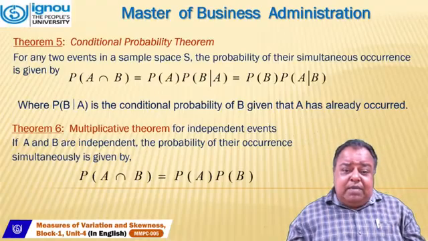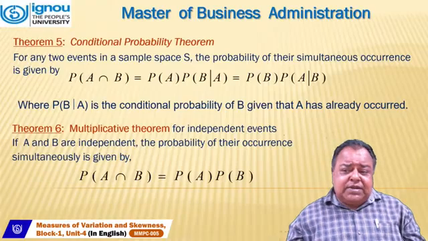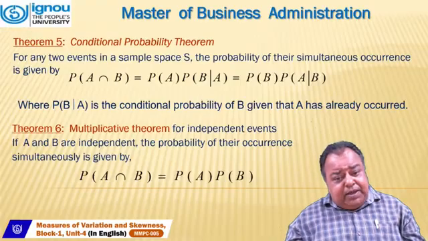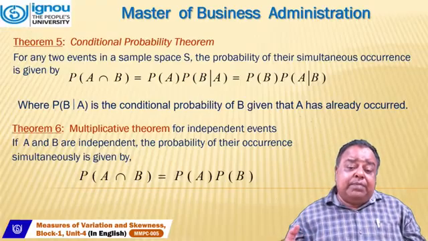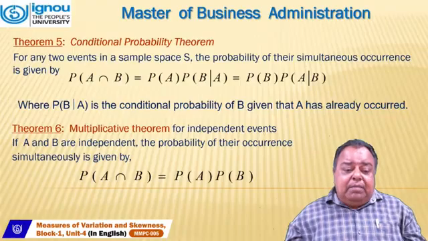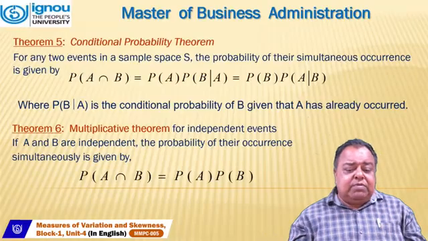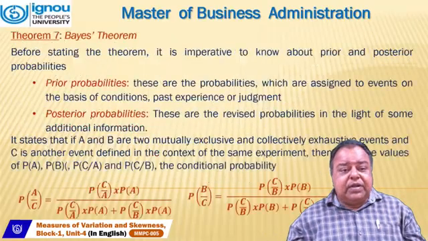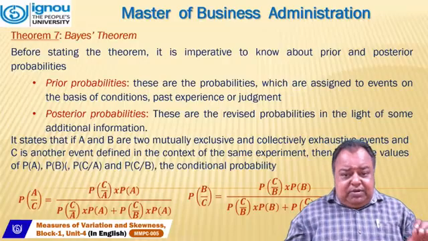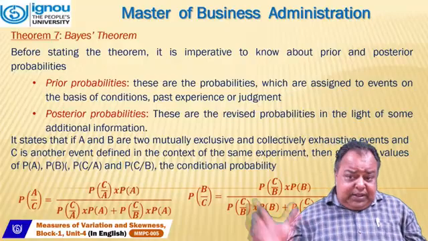Then comes your conditional probability theorem. For any two events in sample space S, the probability of their simultaneous occurrence is given by P(A intersection B) is equal to P(B) times probability P(A by B). You see how it is evaluated. Then comes your multiplicative theorem. That means that is intersection. P(A intersection B) is equal to P(B) into P(A by B). This is one of the most important theorems which is used practically in industry.